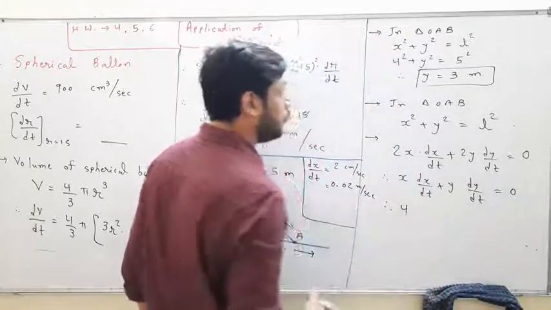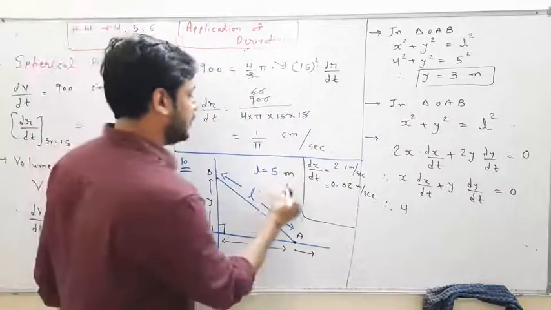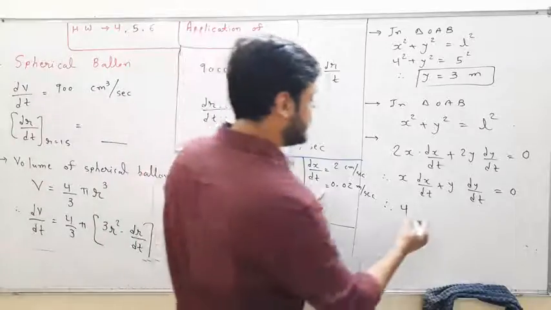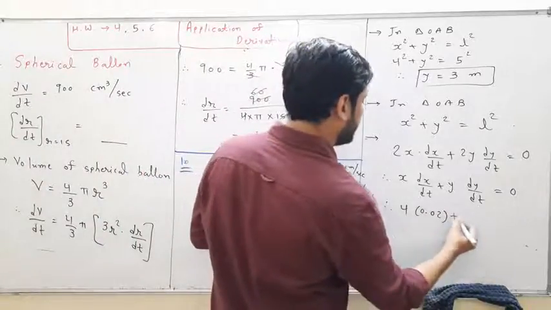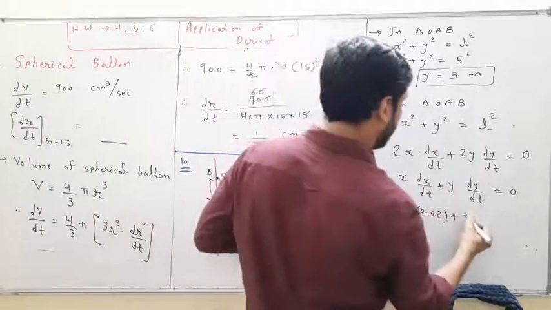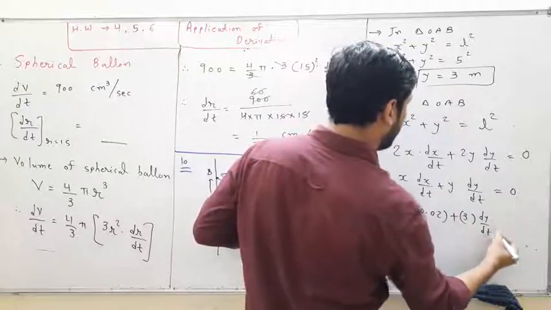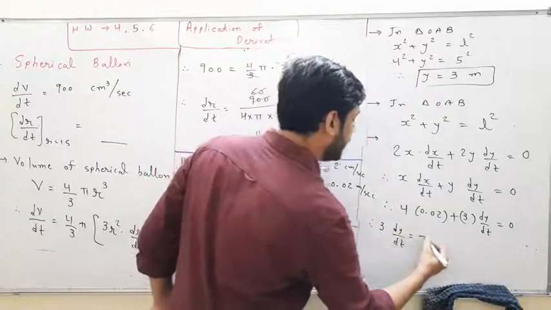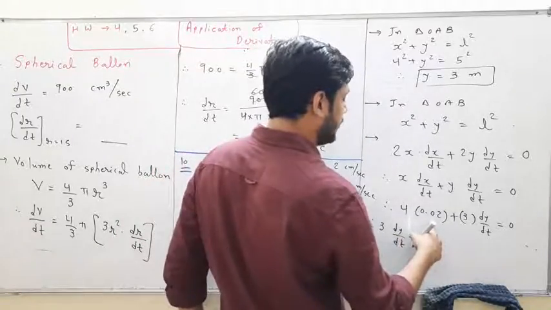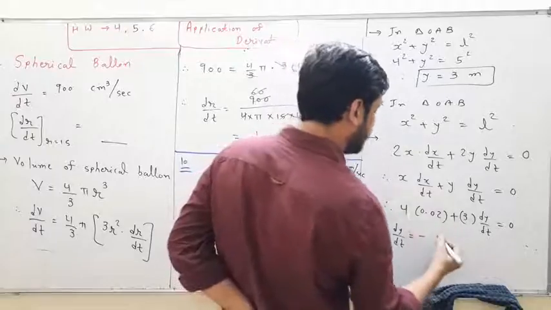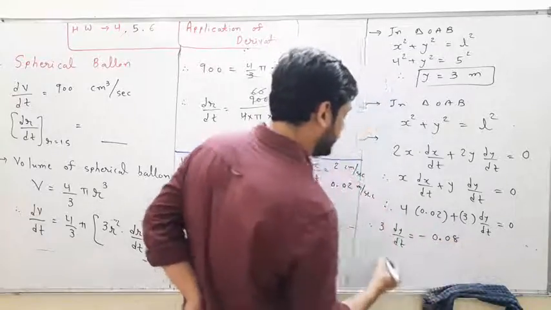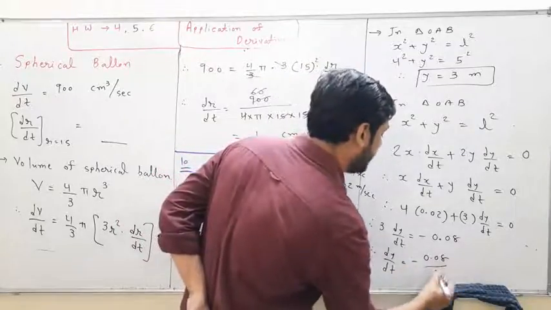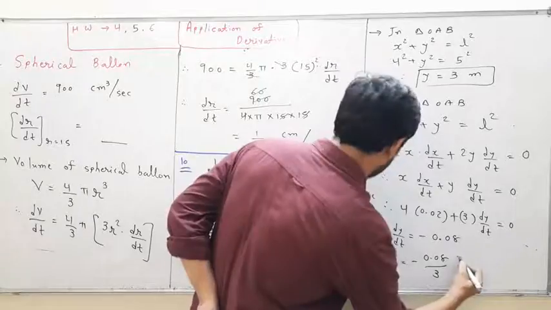Value of x is 4, it is given in the question, 4 meter. Dx by dt is 0.02. Y is 3. Value of dy by dt we have to find. So I can write 3 dy by dt is equal to minus 4 into 0.02, which is minus 0.08. So dy by dt is equal to minus 0.08 by 3 meter per second.